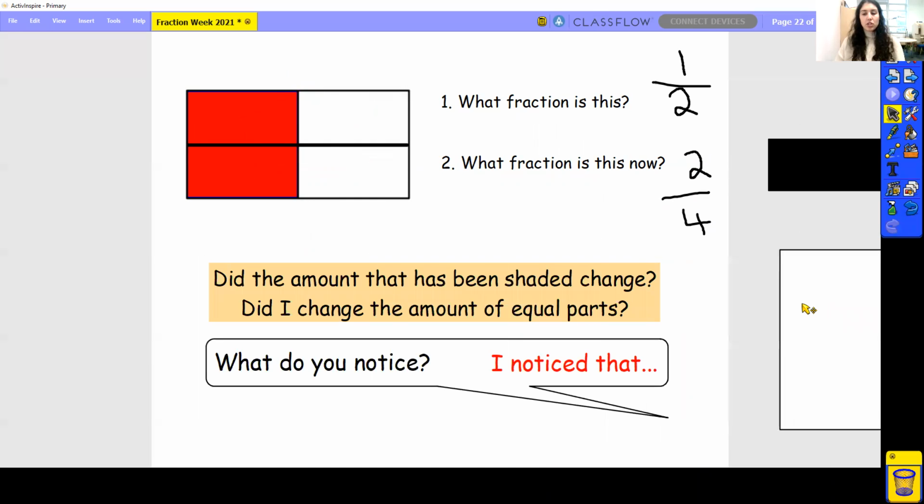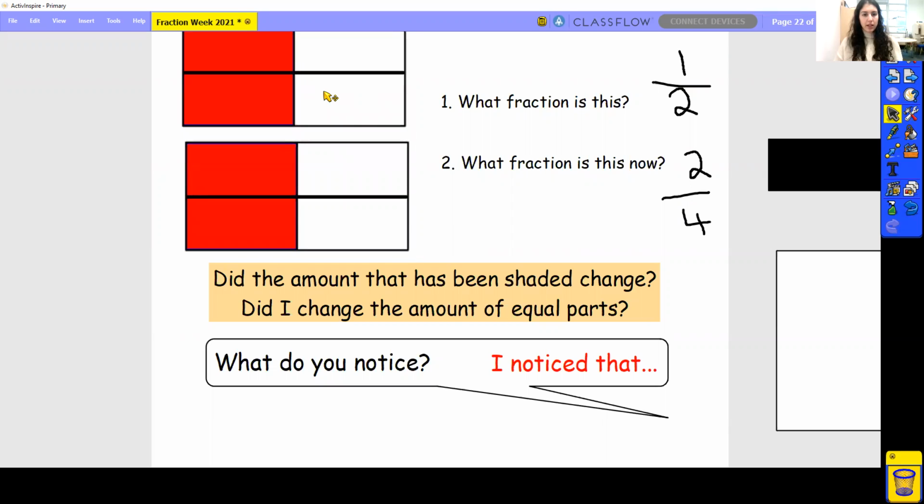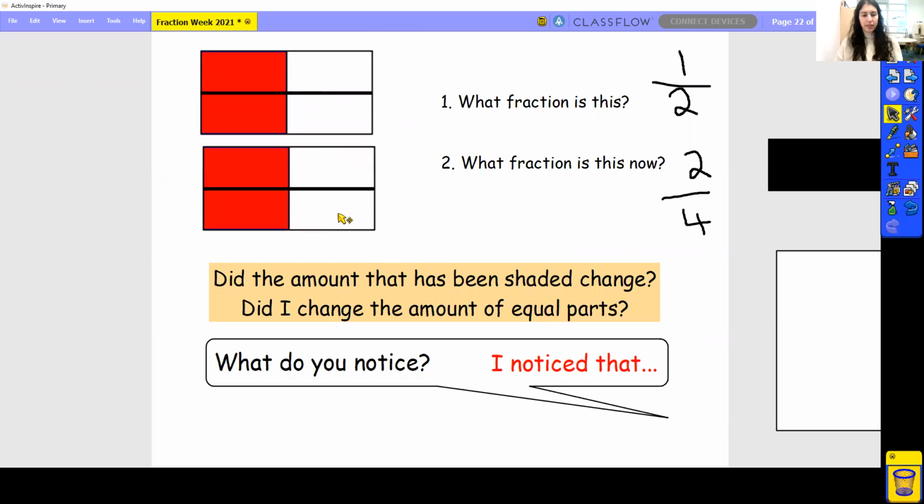Wonderful. So I have got some questions for you about how our shape changed. So what I'll do is I'll hopefully just be able to put them side by side for you. There you go. So this is what we started with. And then remember, I changed it here.